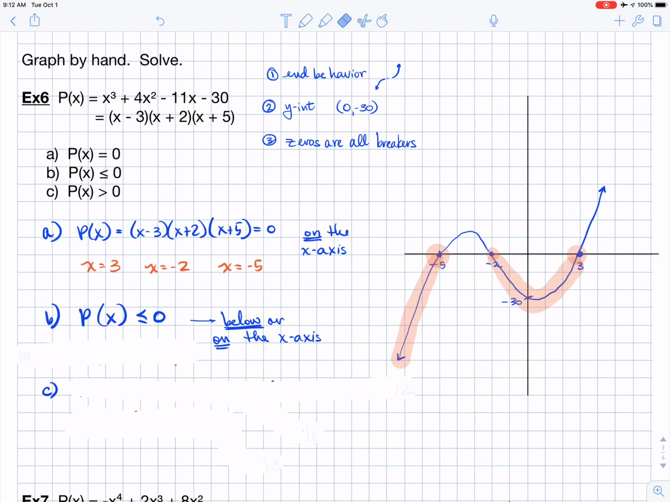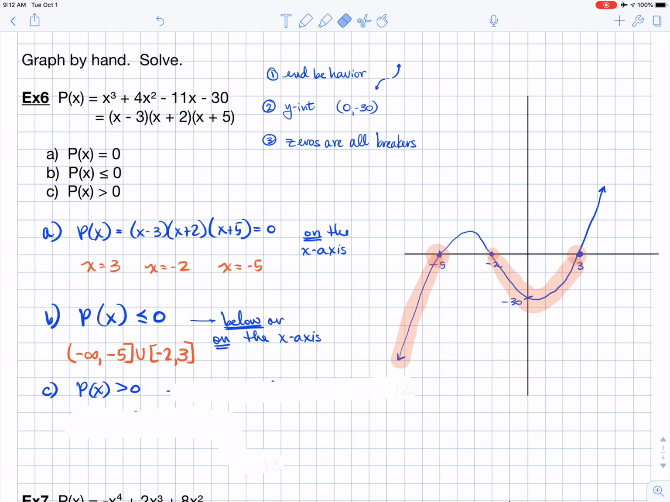And so my first interval is going to be from negative infinity to negative 5. Notice that I used a square bracket because I also want the pieces that are on the x-axis. And then I've done an interval from negative 2 to positive 3, again, including those places that are on the x-axis.